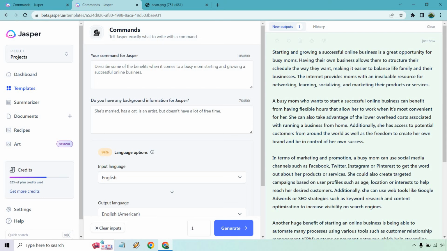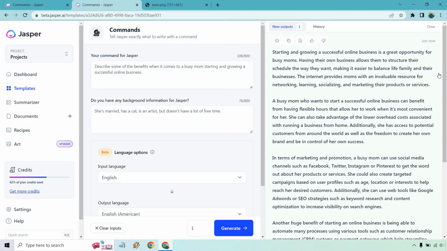Okay. Yeah, so it's a great opportunity. They can structure their schedule how they want, make it easier to balance life, family, and their businesses. So that's completely counterintuitive to how it was before. Someone was thinking, oh my God, with a business, I'm going to lose a lot of my freedom. What about my other commitments? But with this, it's more about, well, you can actually balance it the way you want. So that's cool. It's like the polar opposite, right?